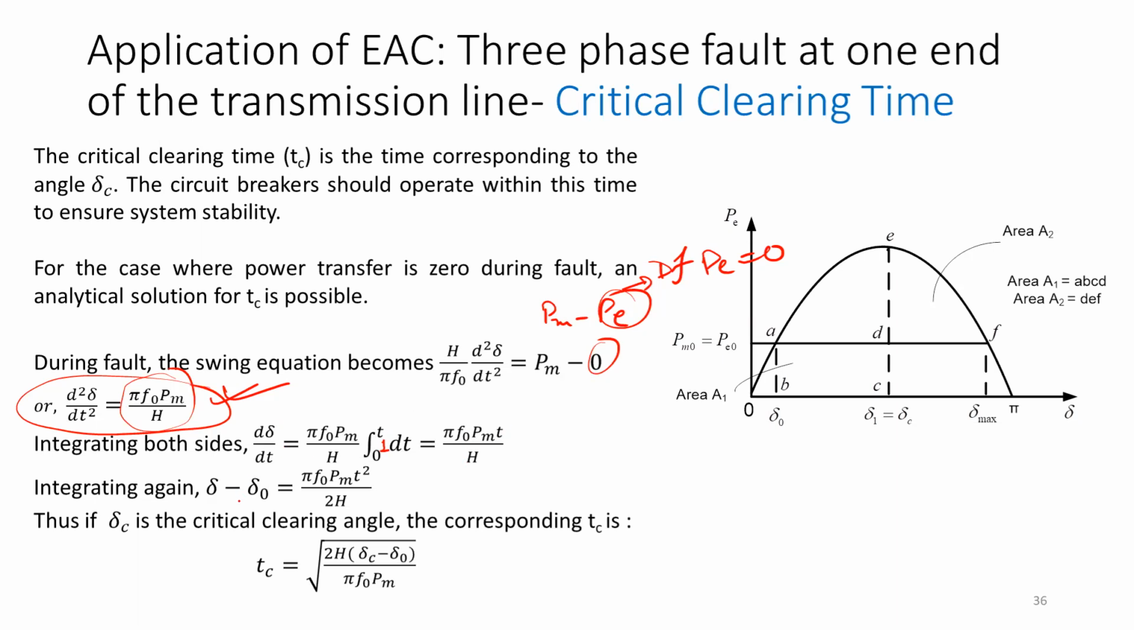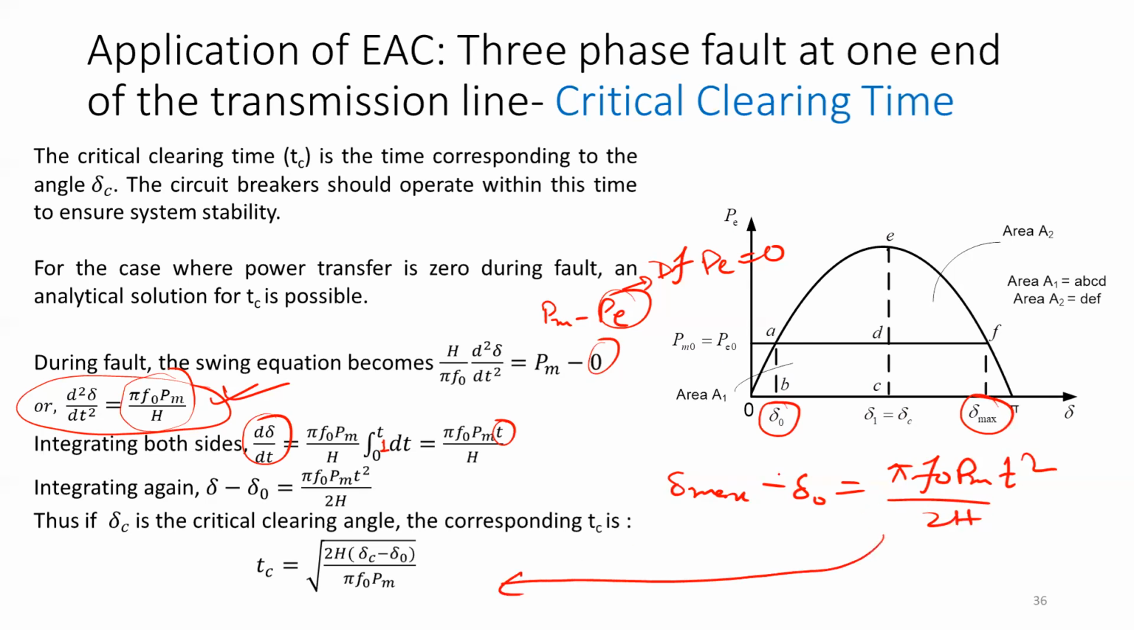If you go for the second integration, from 0 to t, our angle will go from delta 0 to delta max. So this will not be delta, it will be delta max minus delta 0, because we are looking for the maximum point. If you integrate and plug in the values, it will be delta max minus delta 0. On the right hand side, the t is still there, so if you integrate, it will be t square. So you will end up getting pi f naught PM t square by twice H. If you take the root and take delta max minus delta naught to the right hand side, you will end up getting this expression. Is it okay?